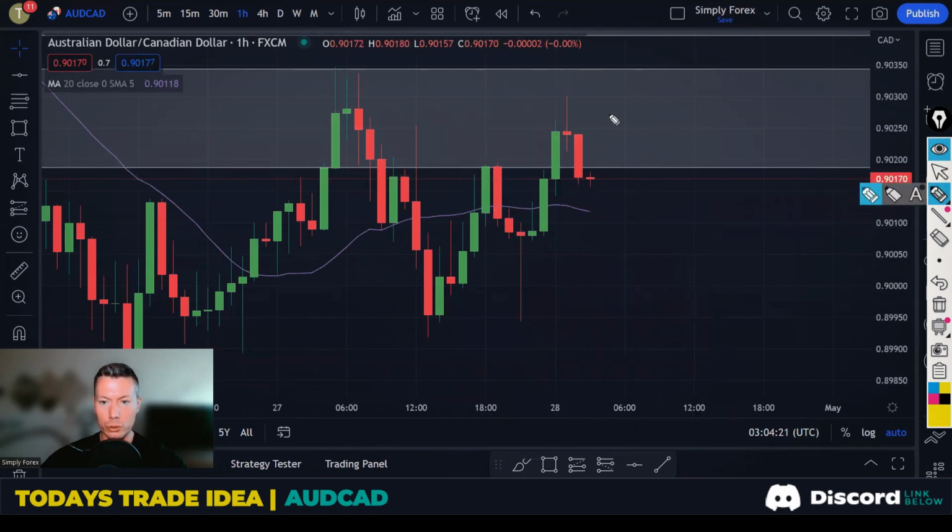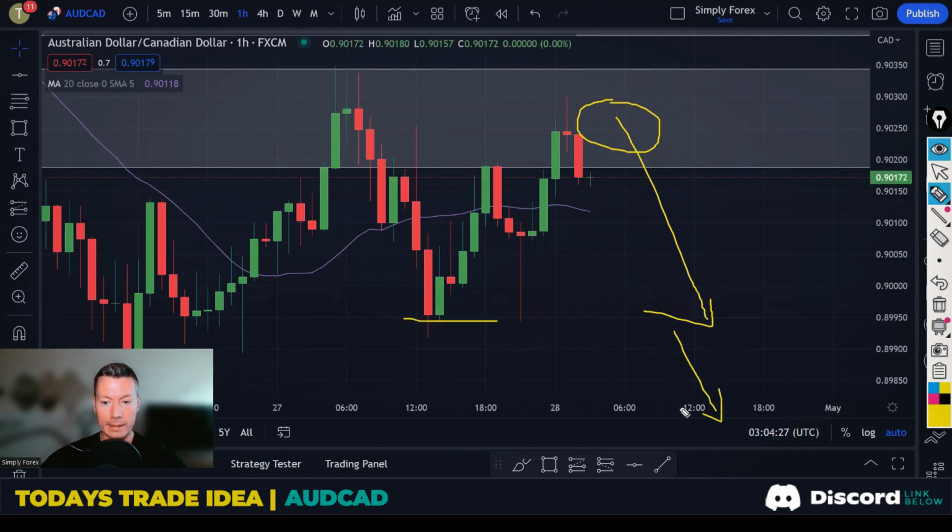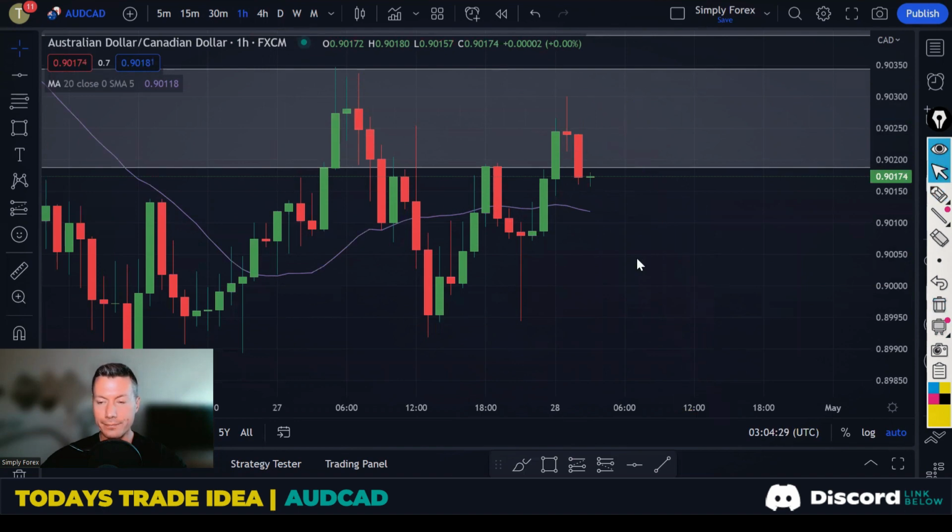But yeah, looking for shorts out of this grey zone, back down to here first of all. This would be my first target, and then down to those daily lows.